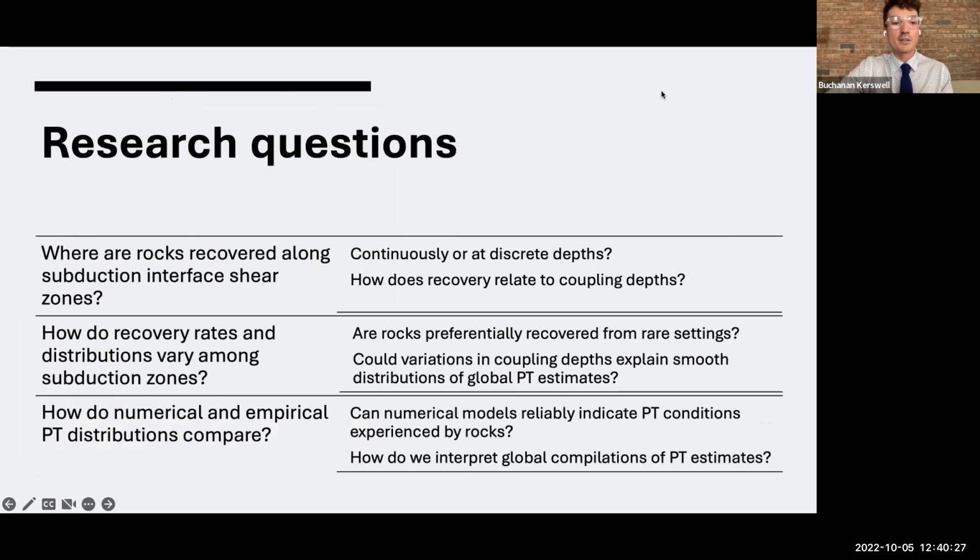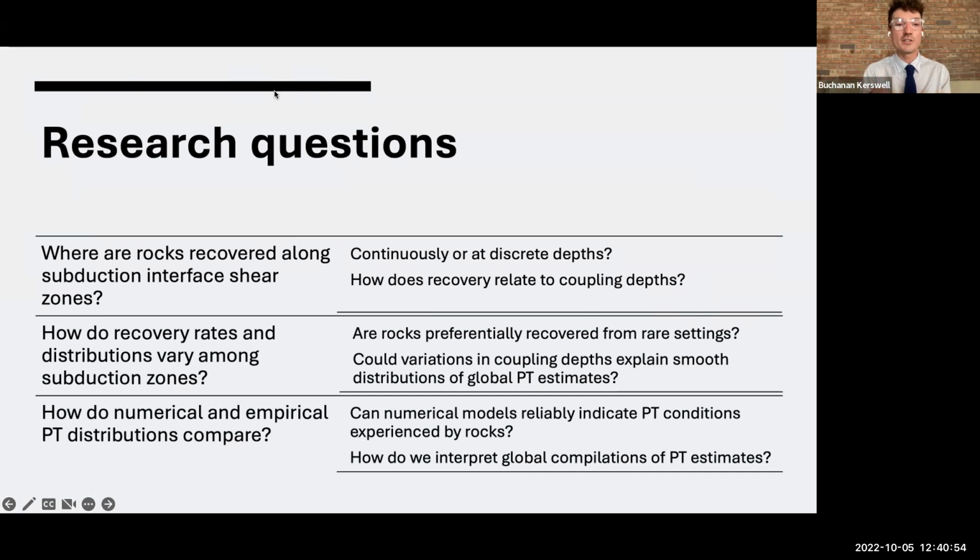So we ask here, where are rocks recovered along subduction zone interfaces? Are they sampled continuously or at discrete depths? And how does the recovery of these rocks relate to something like coupling depth? And how do recovery rates and distributions vary from subduction zone to subduction zone? In other words, are rocks preferentially recovered from certain settings?